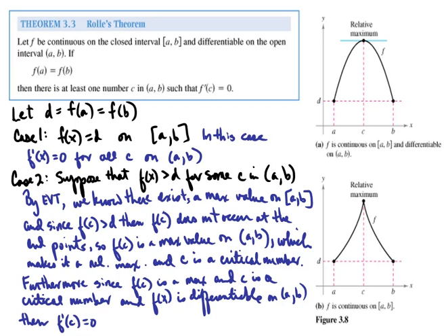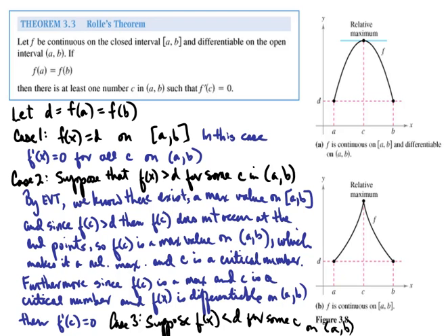Now there's a third case, and the third case is just what if f of x is less than d? That means the function goes below the two endpoints, and we would use the same reasoning for this, so I won't go into that. But I'll write it there. Suppose that f of c is less than d for some c on the open interval from a to b. And then we would just use the same reasoning except changing the max to mins, and we would get the same outcome there.